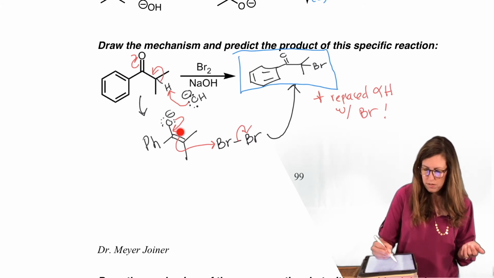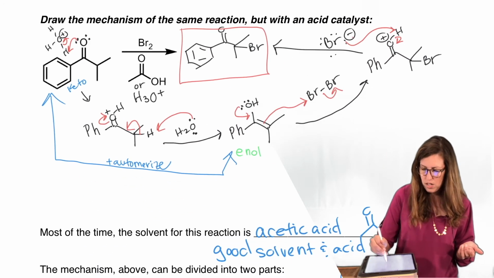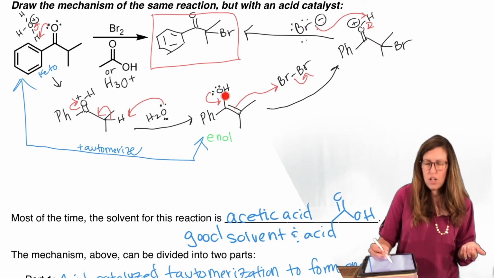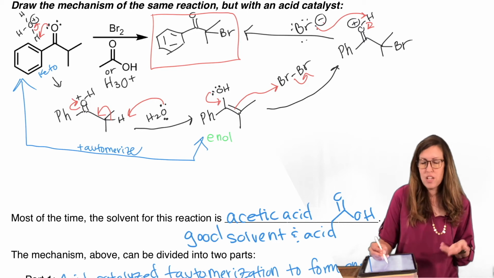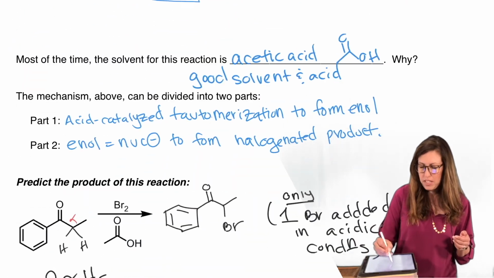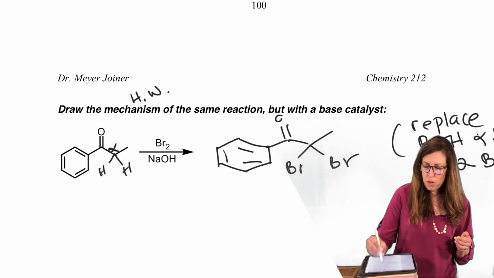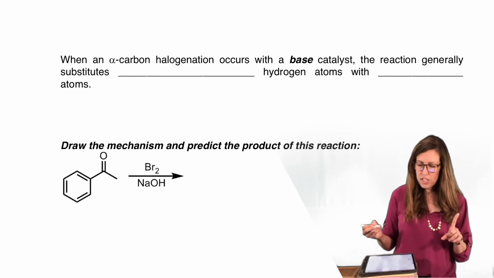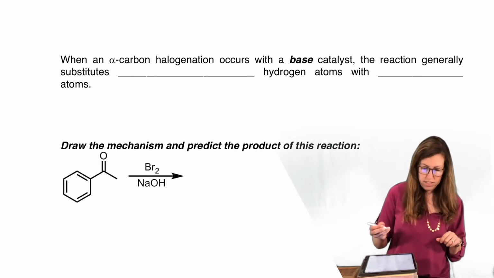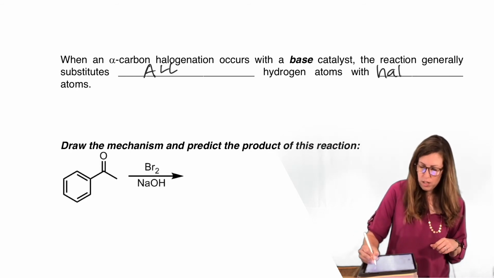Who is more reactive? O minus that drives down those electrons, or OH? Clearly O minus is more reactive than OH, right? It drives the electrons down. So that's just enough of a difference that this is too slow to keep reacting, whereas if it's basic conditions, it will. So that will give us a different product. One bromine, two bromines. So we're going to summarize that there. When alpha carbon halogenation occurs with a base catalyst, the reaction generally substitutes all hydrogen atoms with available halogen atoms.